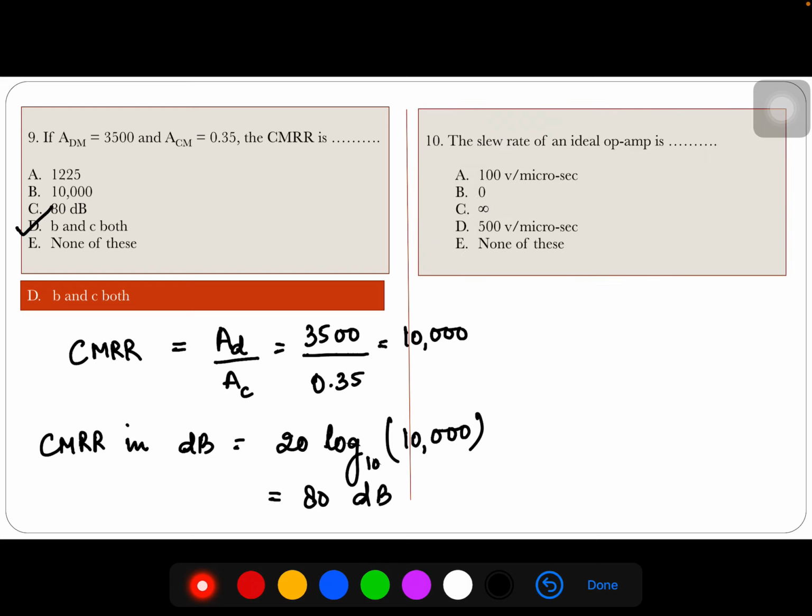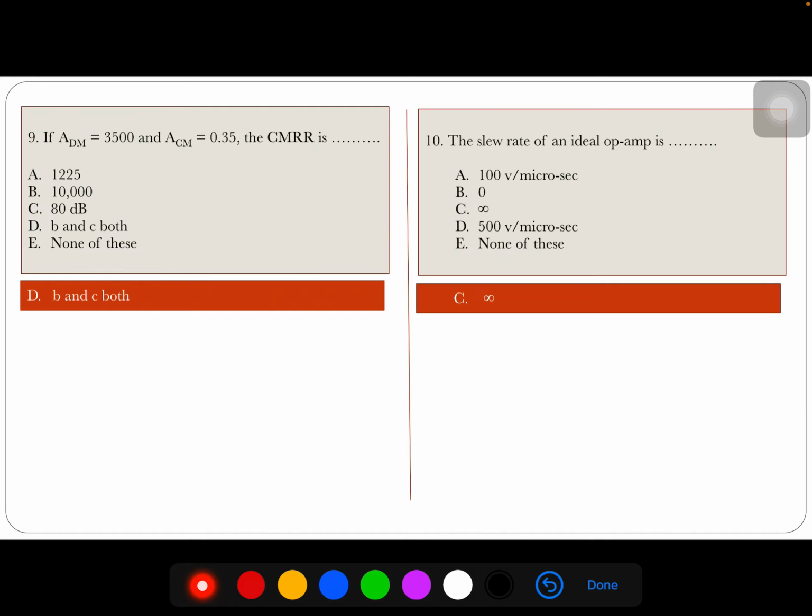The slew rate of an ideal op-amp. Slew rate of a practical op-amp is very high, and therefore for an ideal op-amp it is infinite. What is slew rate? Slew rate is basically the maximum change in the output per microsecond. So basically the unit is volt per microsecond. Okay. So it is the maximum rate of change of output in 1 microsecond. So the more the output changes, the more efficient the op-amp is as an amplifier. So slew rate is very high for an op-amp because it is a very high gain amplifier, and therefore ideally it is infinite. So the correct option is C.